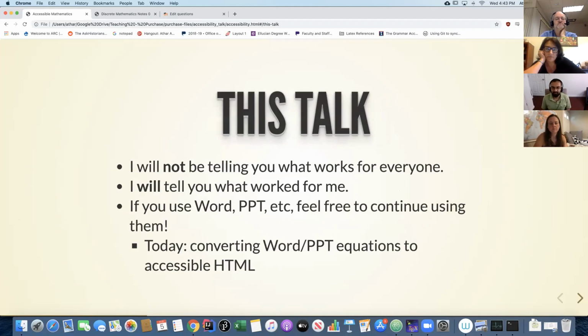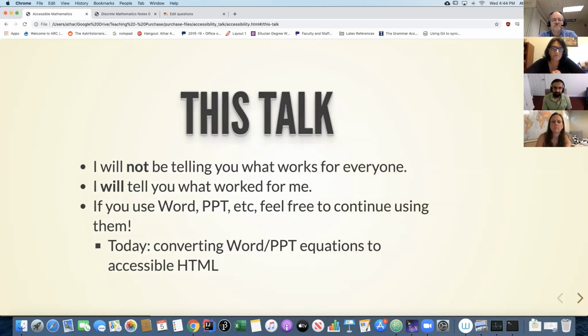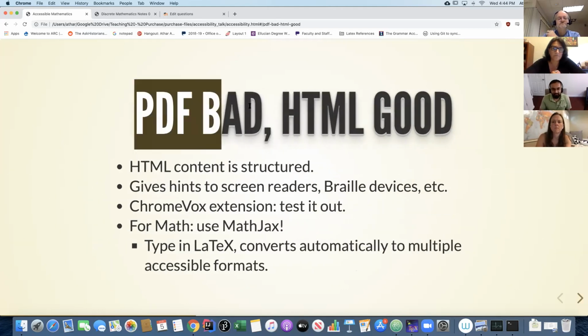But what I'm going to talk about today is mostly about HTML and also about Markdown, but I'll say something about that later. So again, if you use Word or PowerPoint, feel free to continue using that. The value add that I can give you is I can talk about how you convert Word or PowerPoint documents that have math equations in them, using the equation editor, to accessible HTML. I don't have an example of that, but I did test it out to make sure it would work with the same sort of accessibility features that I'm going to try and mention. But again, the crux of things is PDFs are bad and HTML is good.